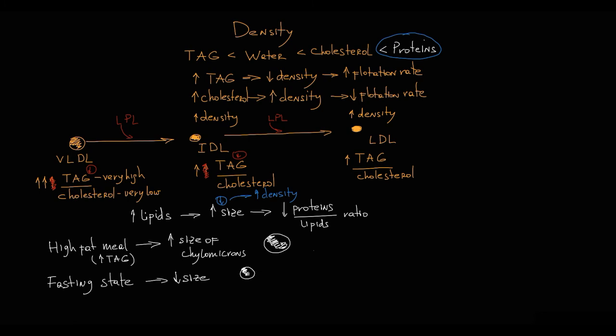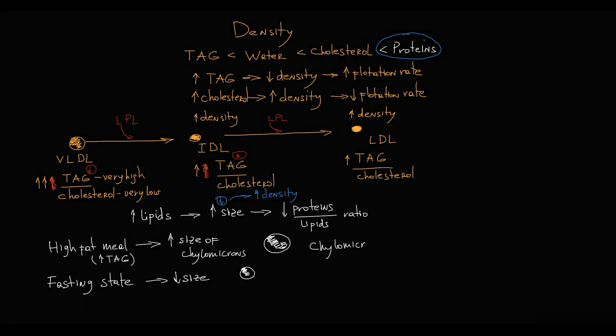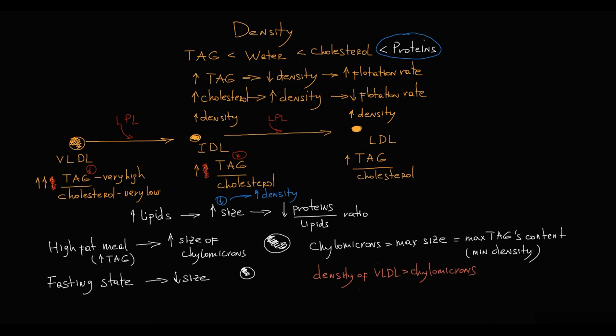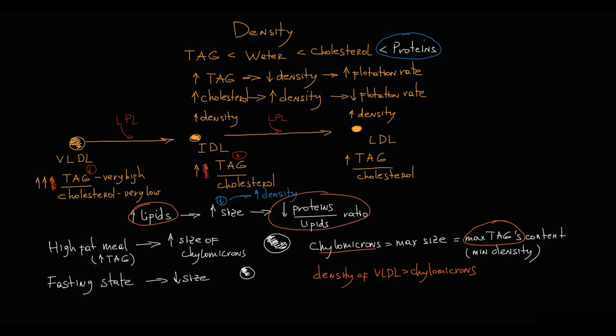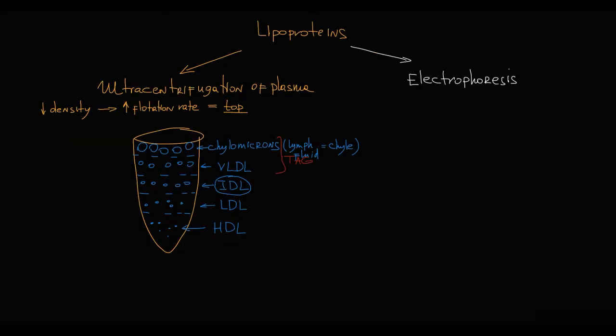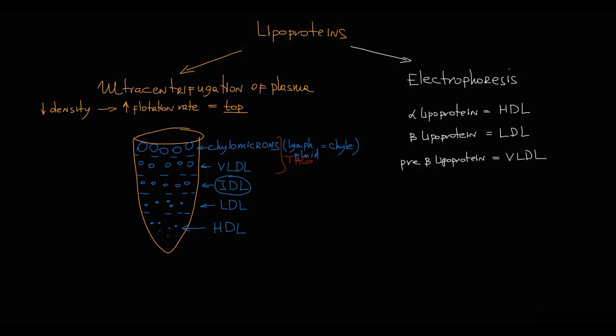And one of the reasons why chylomicrons are less dense than very low density lipoprotein particles, because as we know they are both the major transporters of triacylglycerols in the bloodstream, is that it's the larger triacylglycerol content in chylomicrons that creates a lower protein to lipid ratio. Also with electrophoresis, lipoproteins are separated into alpha lipoproteins, that is high density lipoproteins, beta lipoproteins, that is low-density lipoproteins, and pre-beta lipoproteins, that is very low-density lipoproteins.